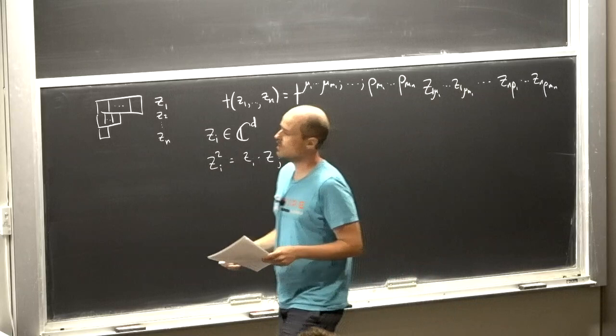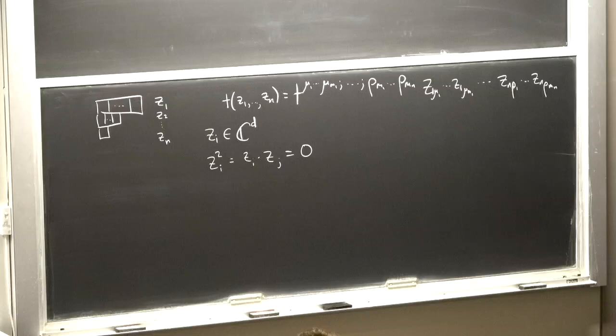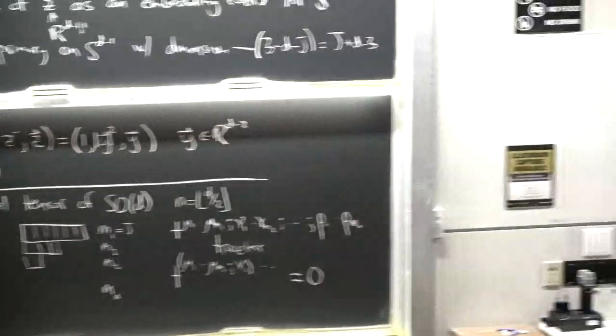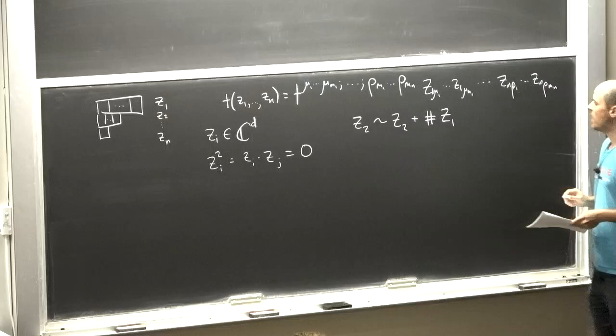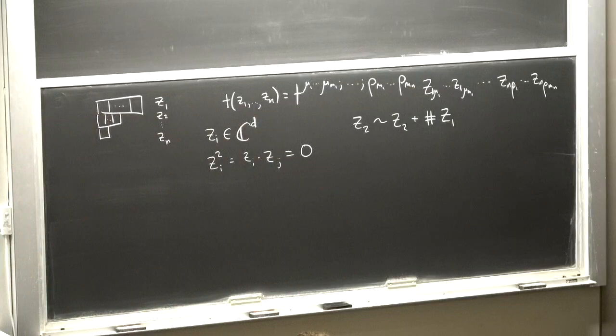And then the last non-trivial thing is this oversymmetrization condition here. And what it means is that there's a kind of gauge redundancy on the z's. So if I take z2, I can shift z2 by something proportional to z1. I'll write that schematically as some number times z1. And this corresponds to exactly this oversymmetrization that I wrote here. And the result should vanish.